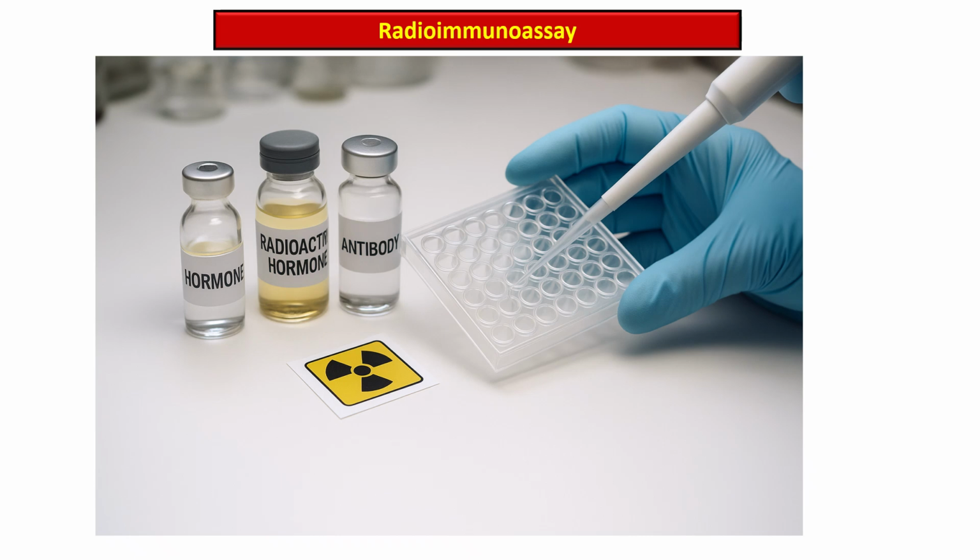The analogy that is used to understand this concept is a competitive job interview. There are limited job slots, which are the antibody sites, and two candidates, the natural hormone and the radioactive hormone, are competing. If natural candidates flood in, fewer radioactive candidates get the job. By counting how many radioactive ones got hired, you can estimate how many natural ones showed up.